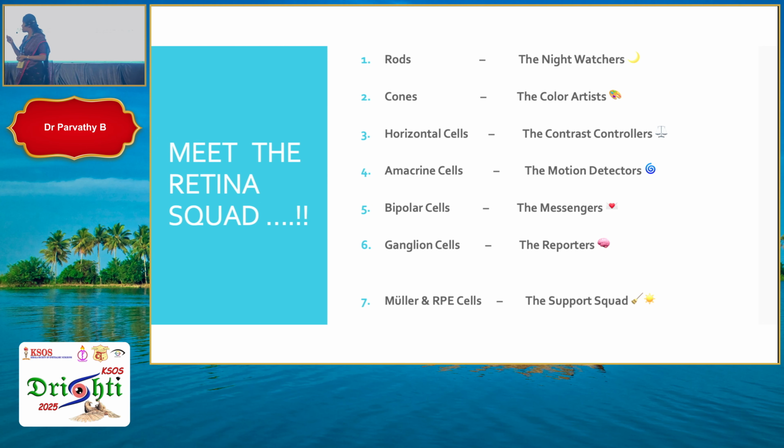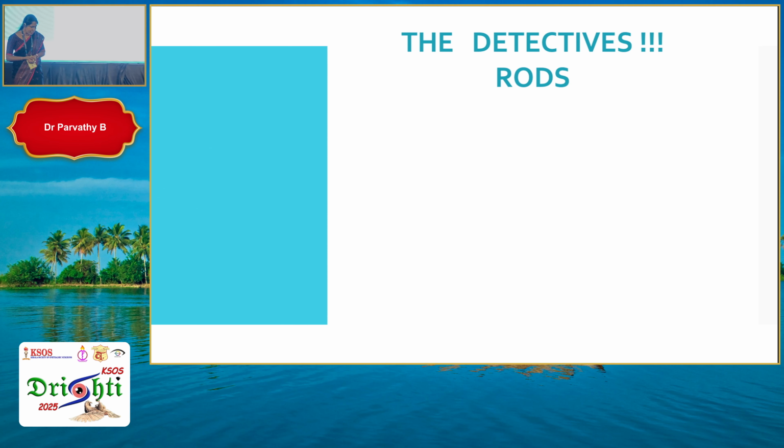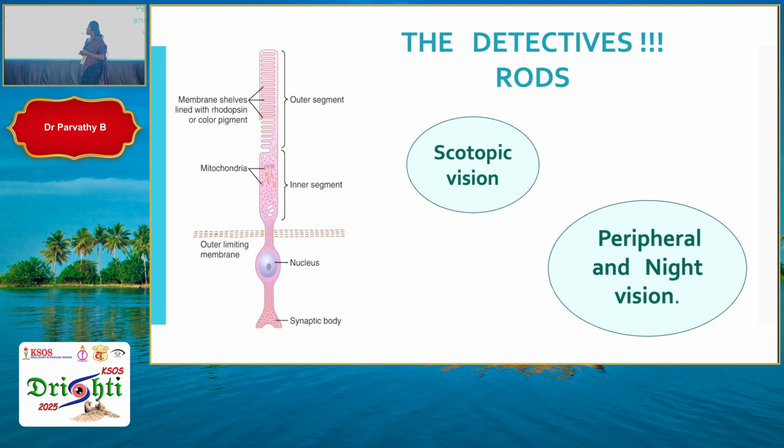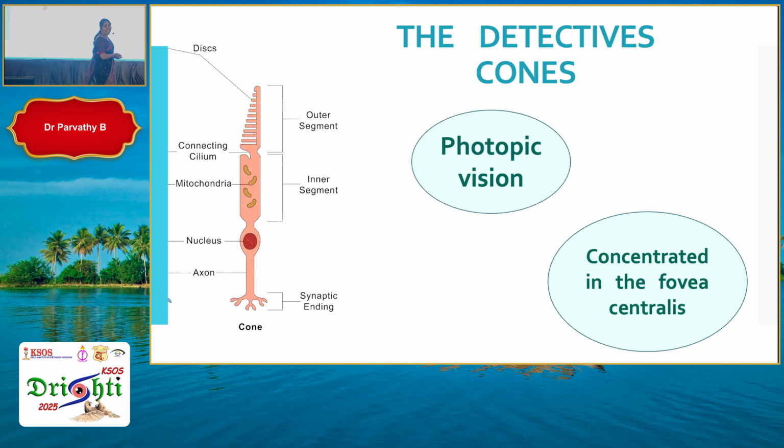So first we can discuss our detectives. They are the rods and cones. Rods are responsible for our scotopic vision. They are very sensitive to dim light and provide our peripheral as well as night vision. Coming to the cones, they are responsible for our photopic vision, that is vision during bright light. They also provide color vision as well as color discrimination. And remember, they are very much concentrated in our fovea centralis.